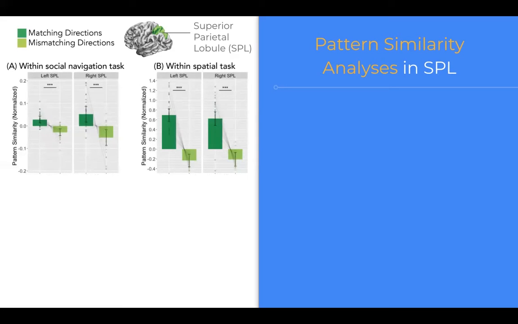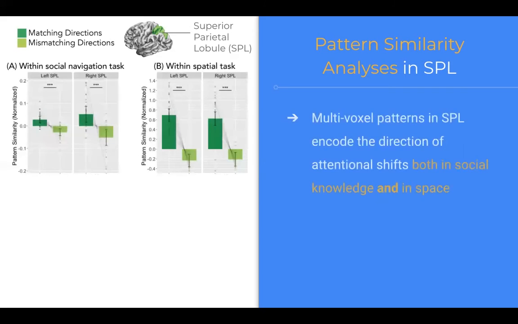We found that is indeed the case. That is to say, the pattern similarity is higher for matching directions than for mismatching directions. This is true for bilateral SPL in both social and spatial tasks, so the multivoxel patterns in SPL encode the direction of attentional shifts both in social knowledge and in space.